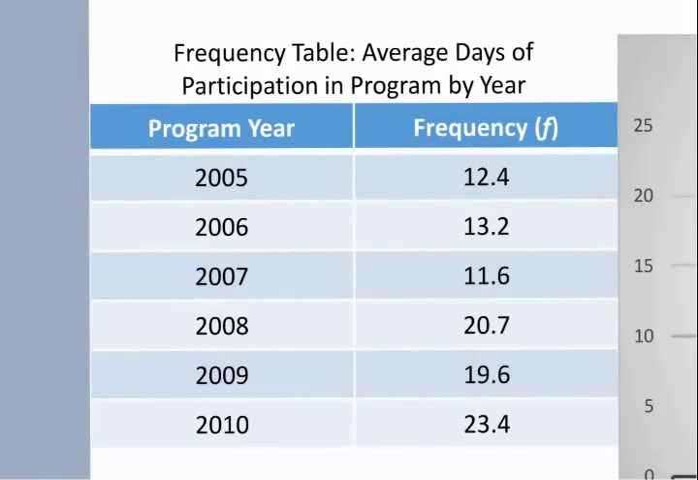So now let's look at something slightly different. Let's look at an interval ratio variable, right? So we're interested in the average days of participation in the program by year, right? So we take all the people who are in the program every single year, and we calculate the average days of participation, or the mean of participation by year, right? So in 2005, people participated on an average of 12.4 days, 2006, 13.2, and so on and so forth, right? So now what we can do is use histograms and line charts to see how those have changed over time.